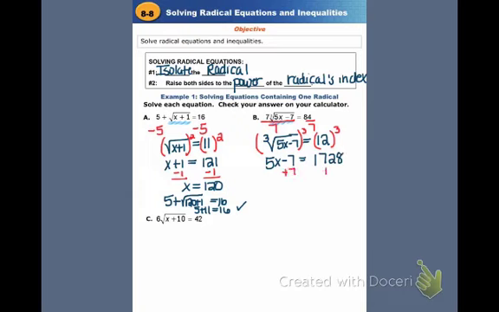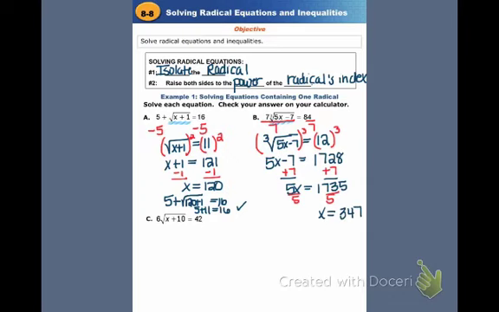So I'm going to add 7 to both sides, and that leaves me with 5x equals 1,735. And then I'm going to divide both sides by 5, and I get a solution of x equals 347. So now I've got to check that.